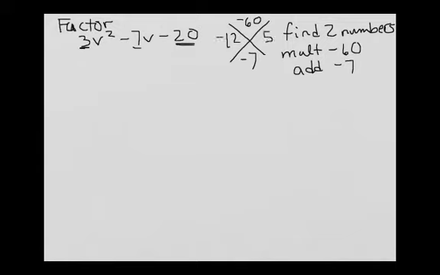And the larger one needs to be negative. So now we have two numbers, negative 12 and positive 5. When we multiply them together, we get negative 60. When we add them together, we get negative 7.